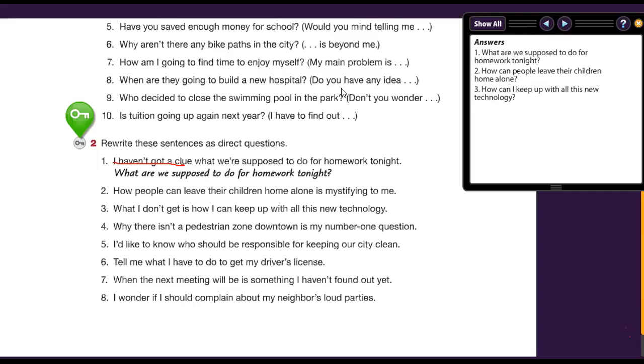Okay, let's identify the phrase here. What is the indirect phrase in number 4? Where is the indirect phrase located? Can you tell me which is the indirect phrase? Is my number 1 question. Exactly. Is my number 1 question. So we remove it and we have to collocate this in the question form, question word order. Why isn't there a pedestrian zone downtown? Exactly. Perfect. Number 5.